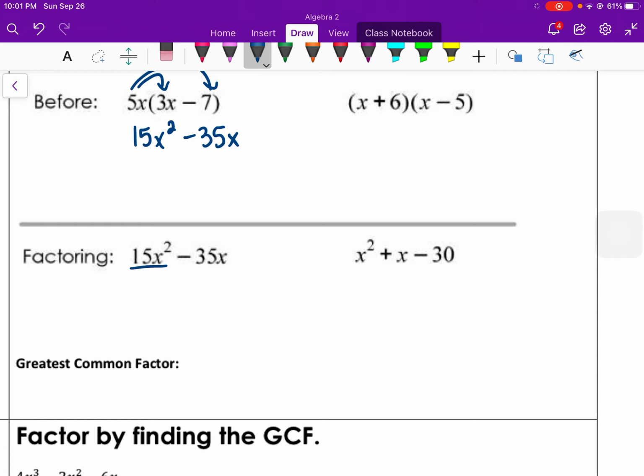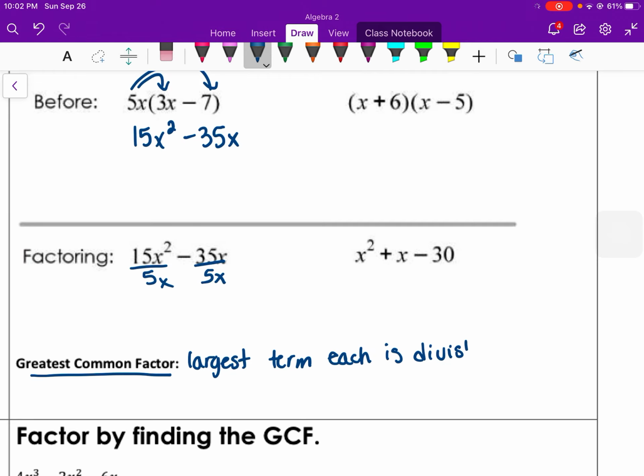You can divide them both by a 5 and you can divide them both by an x. So when you are factoring that common factor, that's called our greatest common factor. That's the largest coefficient or largest term each is divisible by.